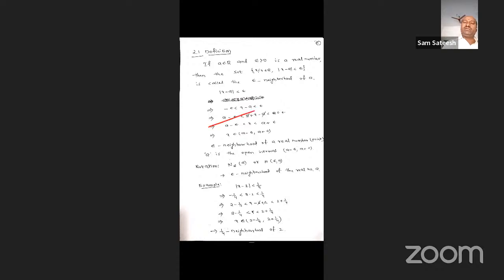Here, where is A? Suppose this is x, this is a. Here minus a and plus a. The neighborhoods of a are the left neighborhood and the right neighborhood. This is the definition of neighborhood.